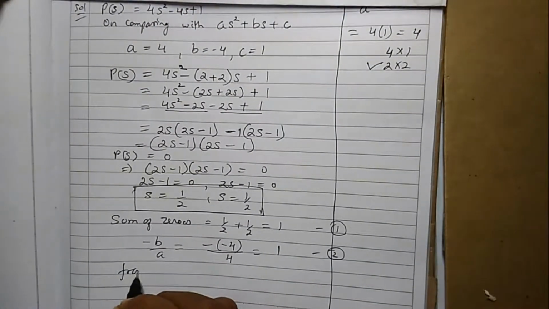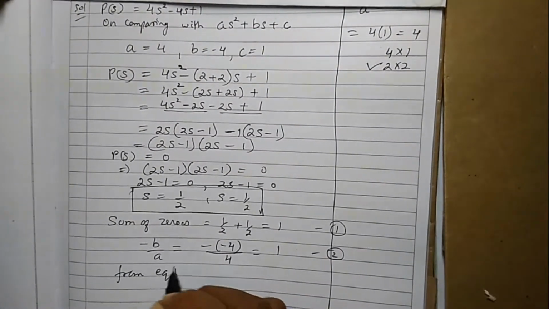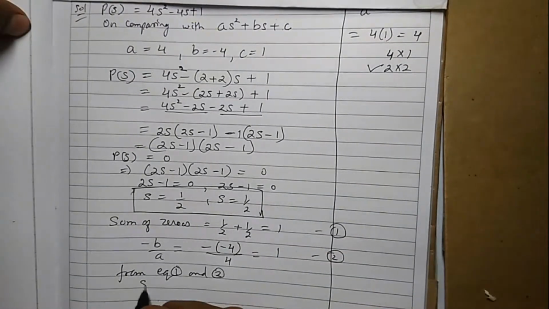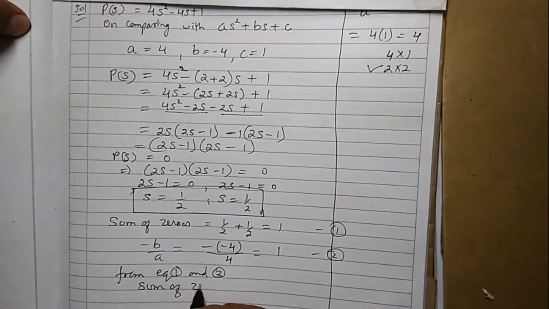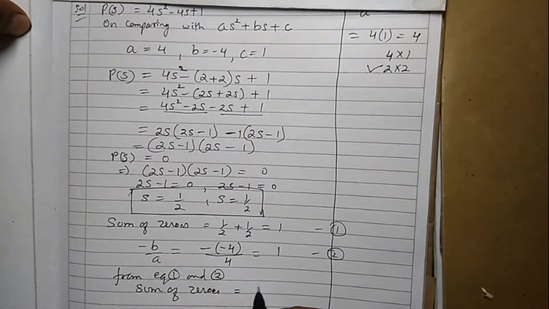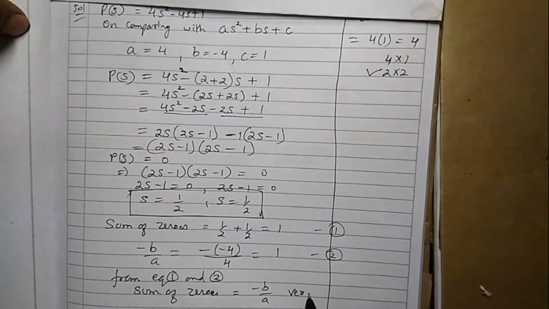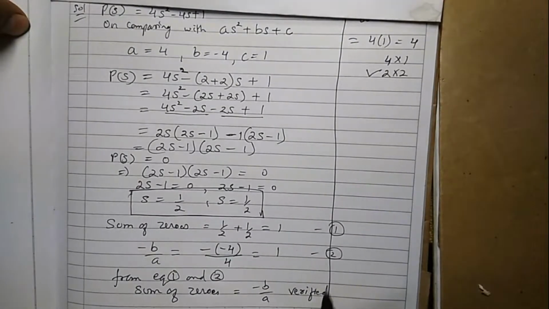So from equation 1 and 2, you can say that the sum of zeros equal to minus b upon a. This was to be verified, so we have verified this.